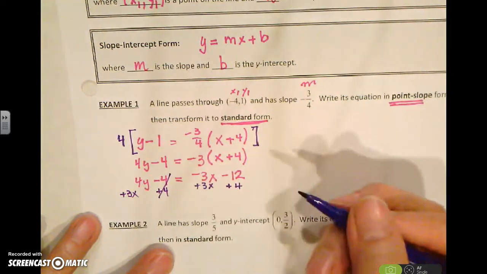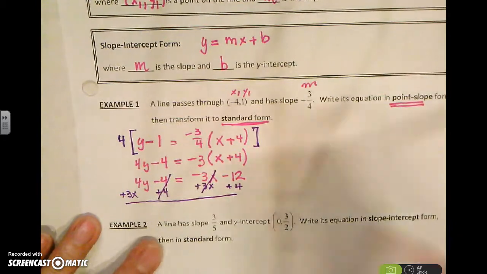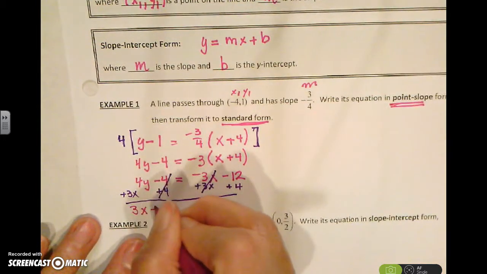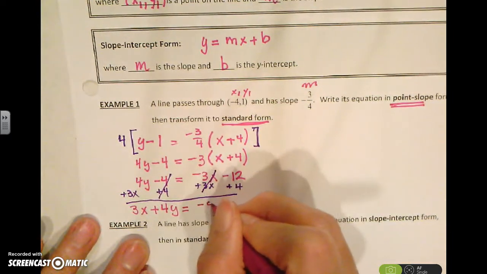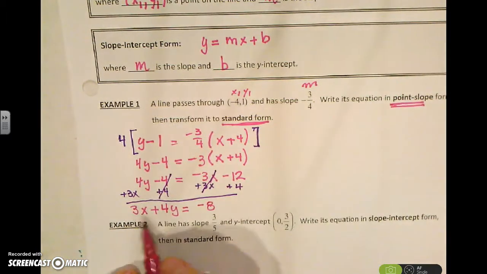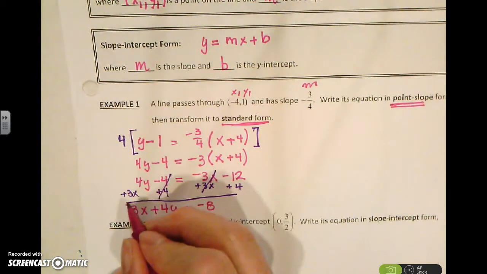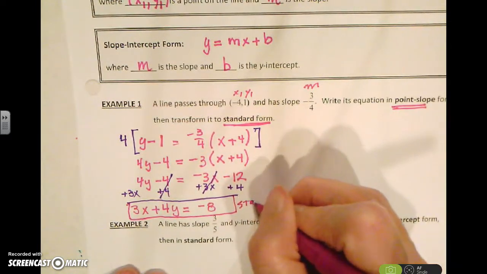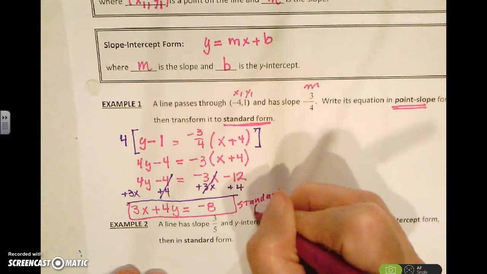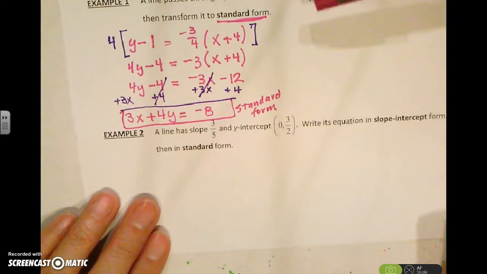So this is going to make 0. This is going to become 0. And I'm then going to be left with 3x plus 4y is equal to negative 12 plus 4 is negative 8. So I've achieved standard form. I have no fractions. My x and y are on the same side, and my x is positive. So I'll put a box around that. So there it is in standard form. All right, so then let's go to the next one.